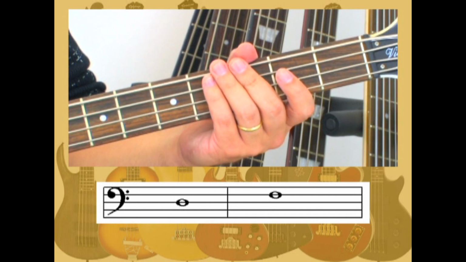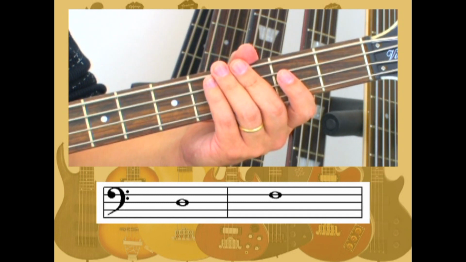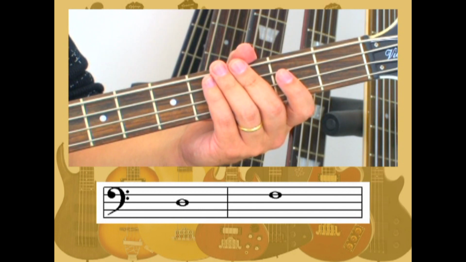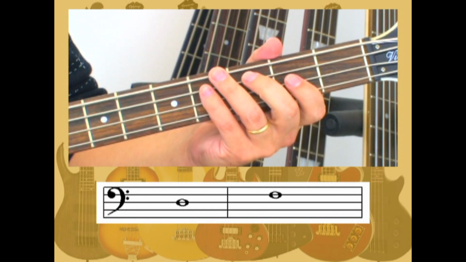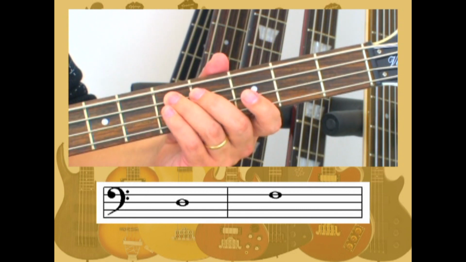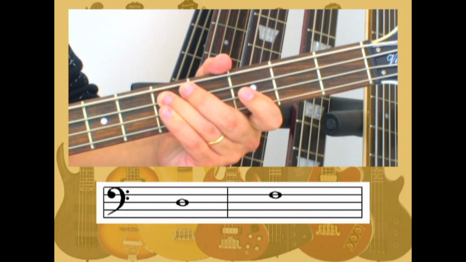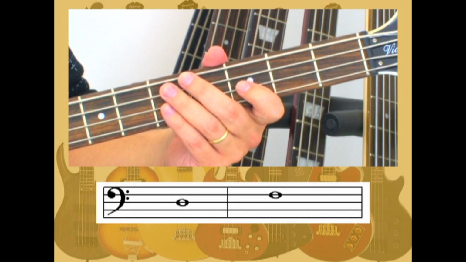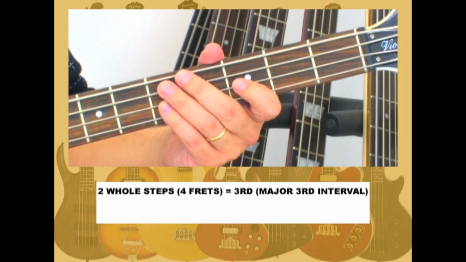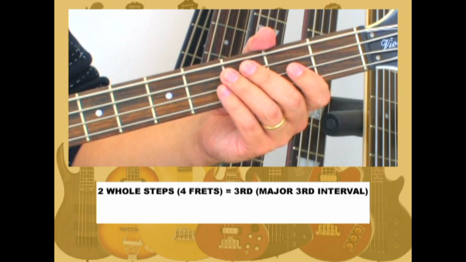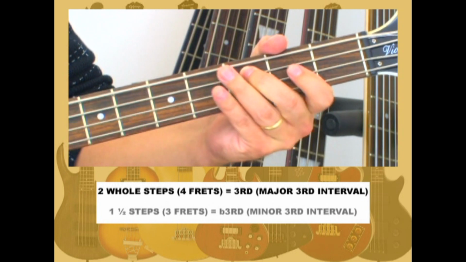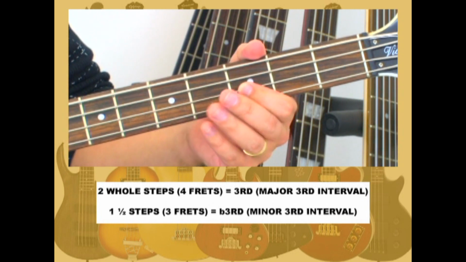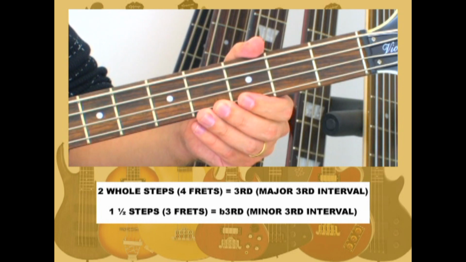Major and minor third intervals are very important emotional factors in music. Many people view the major third as having a bright or happy emotion, and consider the minor third a soft, sad, or mellow emotion. Musicians refer to these intervals with different names. A distance of 2 whole steps or 4 frets can be called a third interval or a major third interval. A distance of 1.5 steps or 3 frets can be called a flat third interval or a minor third interval.